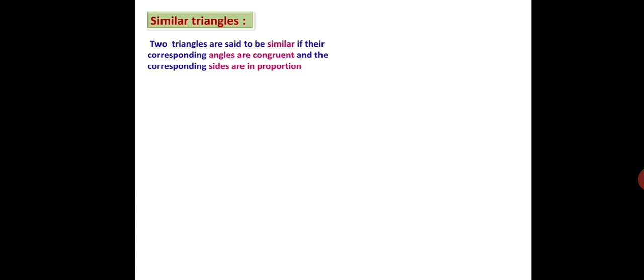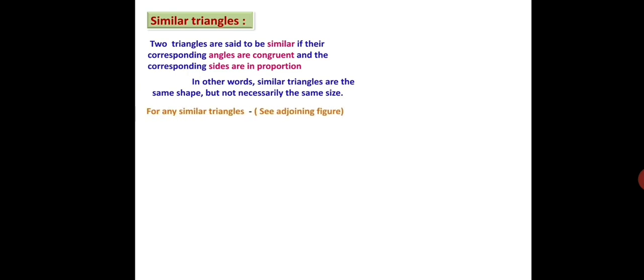So, similar triangles. Two triangles are said to be similar if their corresponding angles are congruent and the corresponding sides are in proportion. In other words, similar triangles are of the same shape but not necessarily the same size.